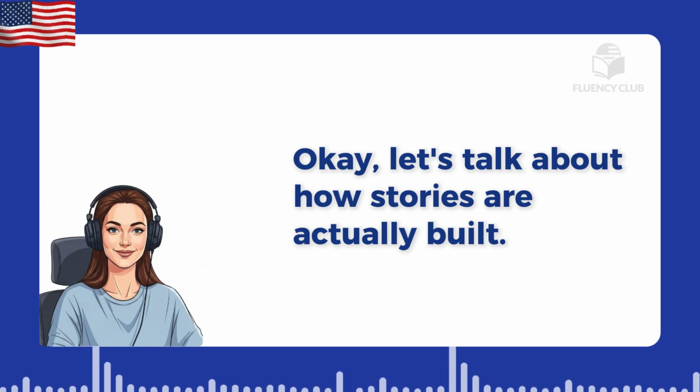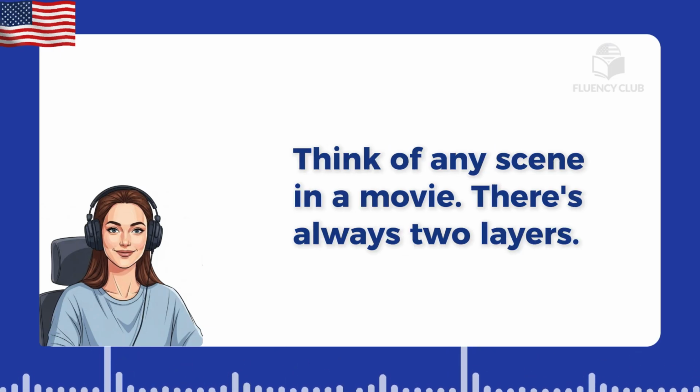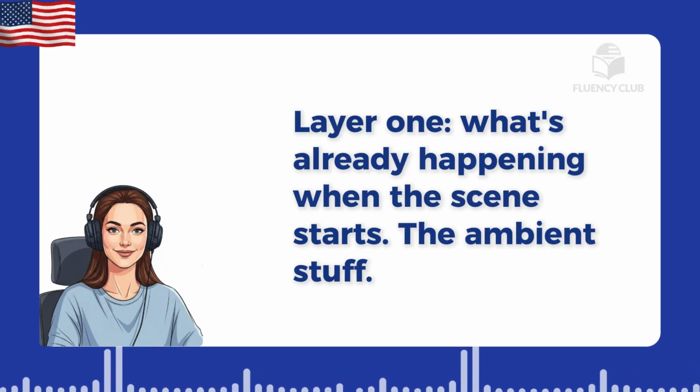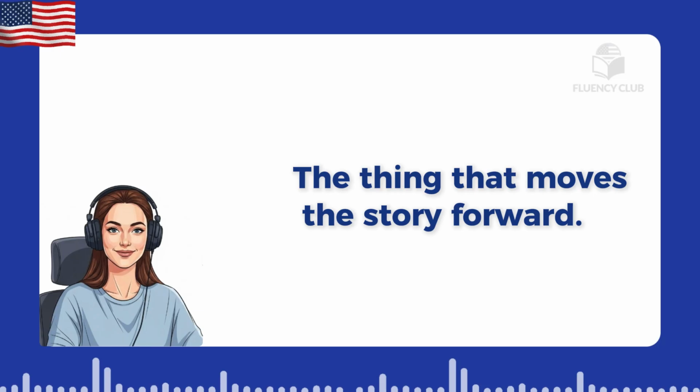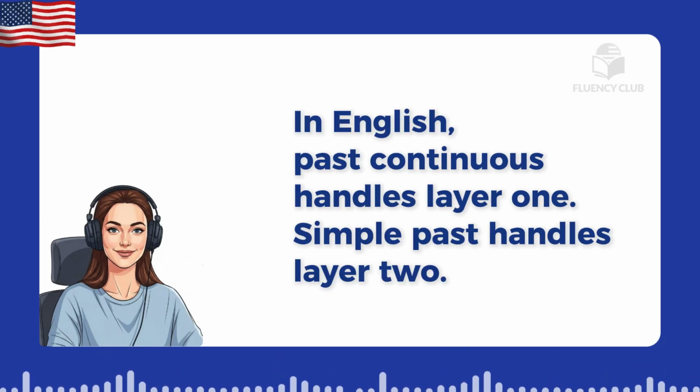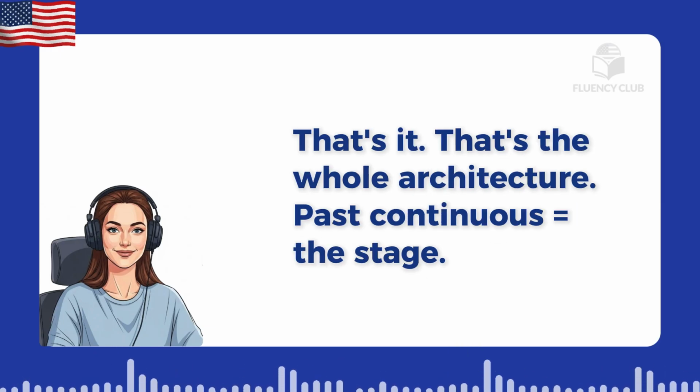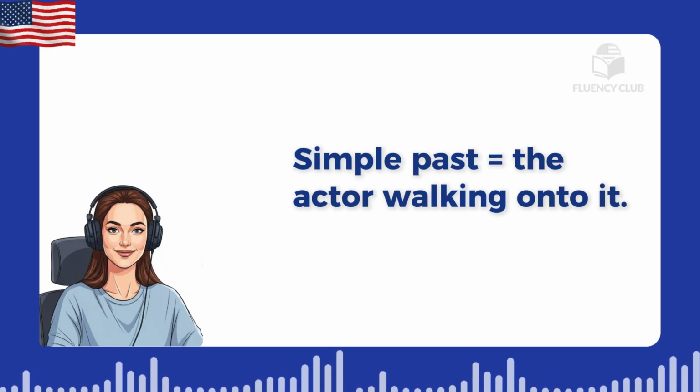Okay, let's talk about how stories are actually built. Think of any scene in a movie. There's always 2 layers. Layer 1, what's already happening when the scene starts. The ambient stuff, the background, the world. Layer 2, the event that breaks through that background. The thing that moves the story forward. In English, past continuous handles layer 1, simple past handles layer 2. That's it. That's the whole architecture. Past continuous equals the stage. Simple past equals the actor walking onto it.